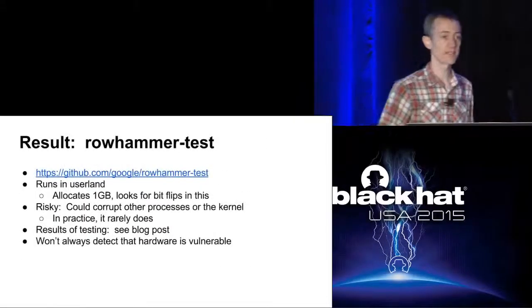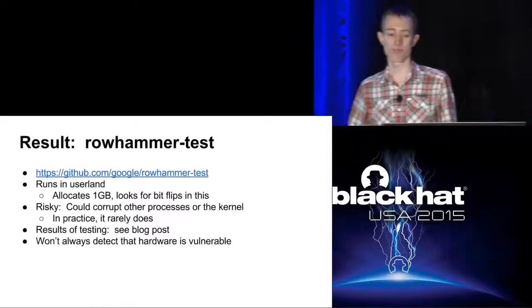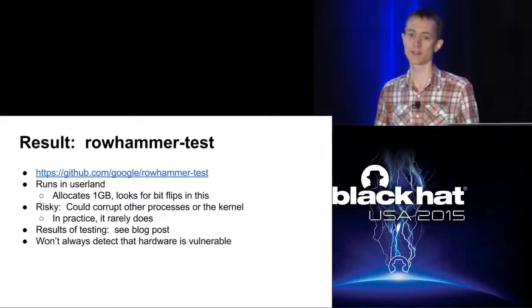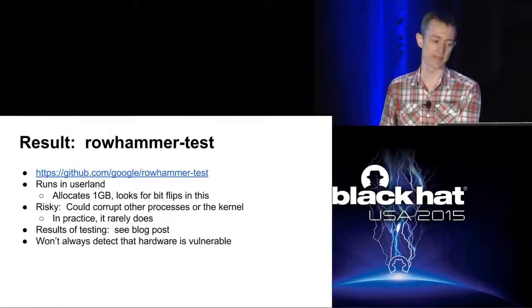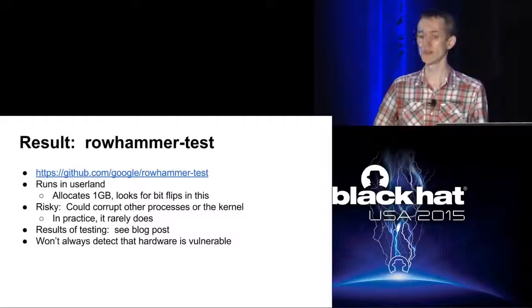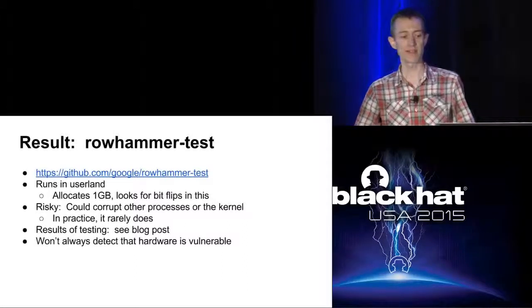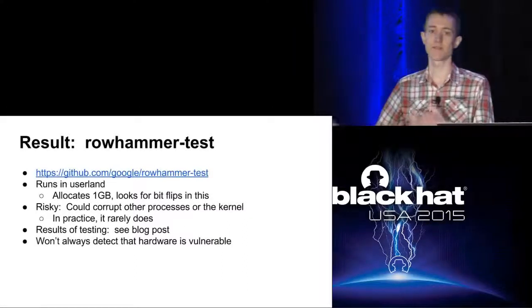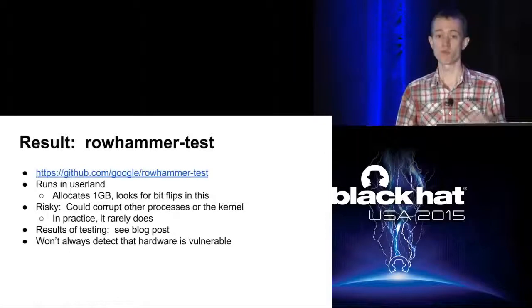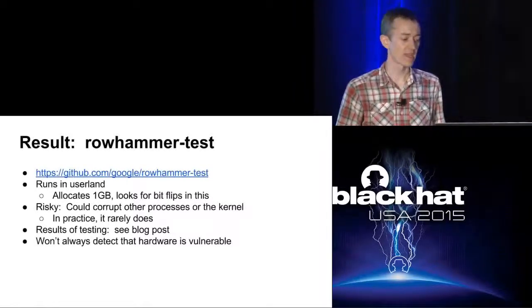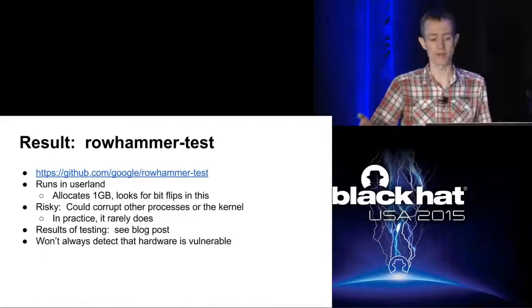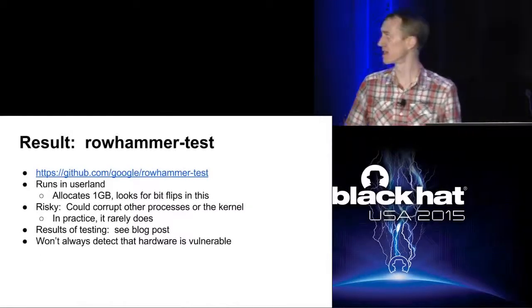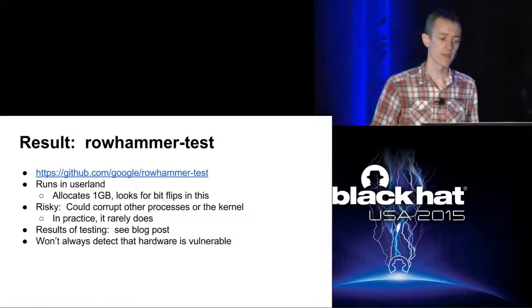And the result of all this is my Rowhammer test program, which is on GitHub, and it has reproduced bit flips on quite a few different machines. It's fairly simple. It allocates a gigabyte of memory, and then it tries to hammer that memory, and it looks for bit flips in that memory. It's kind of risky to run in principle, because it could corrupt other processes, or it could corrupt the kernel, although it doesn't often do that in practice, I think.